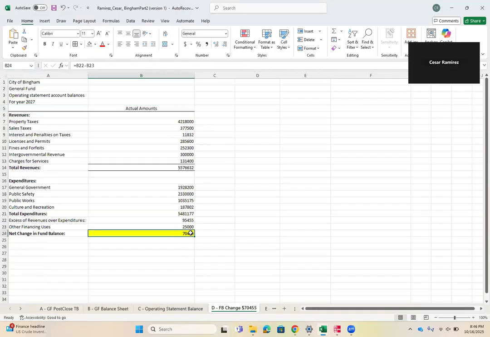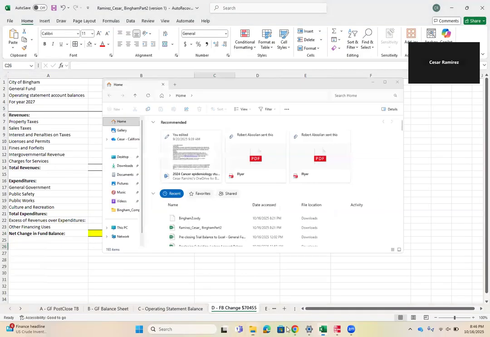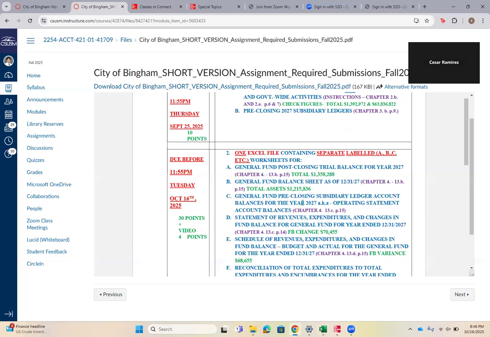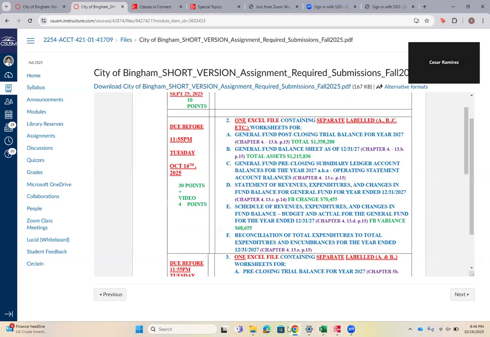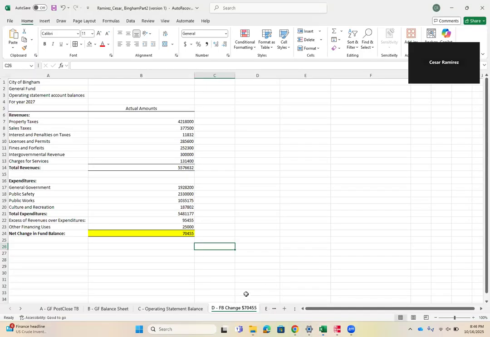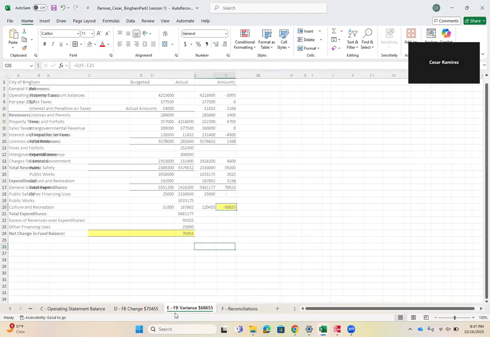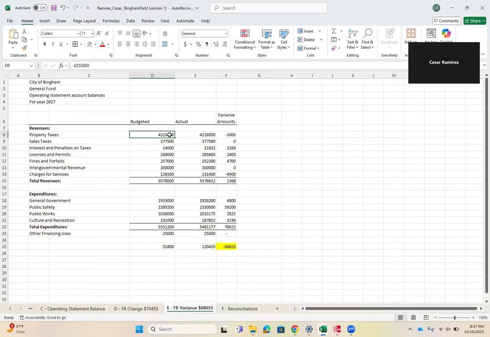Yeah, but it ties out. Did the math, ties out to the FB change for D. Then use that same file to complete E, where we had the budgeted amounts and actual amounts.